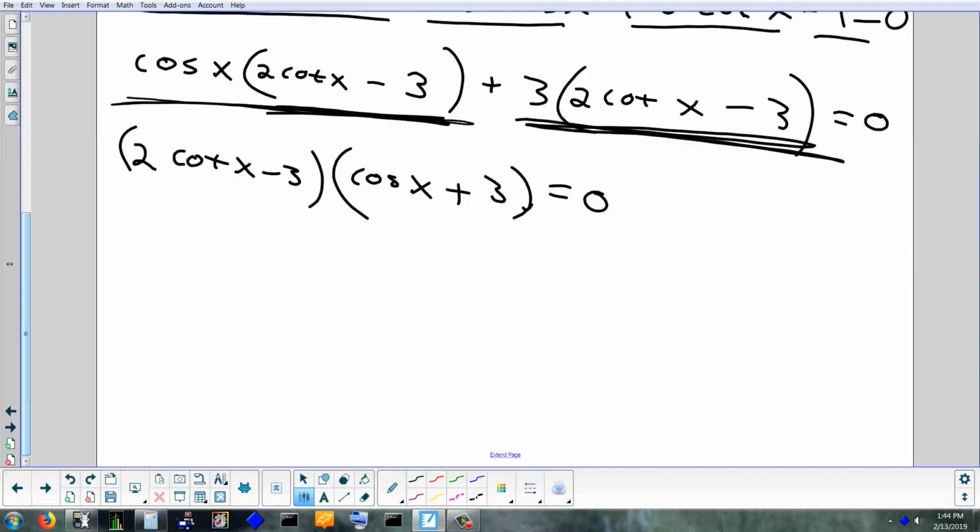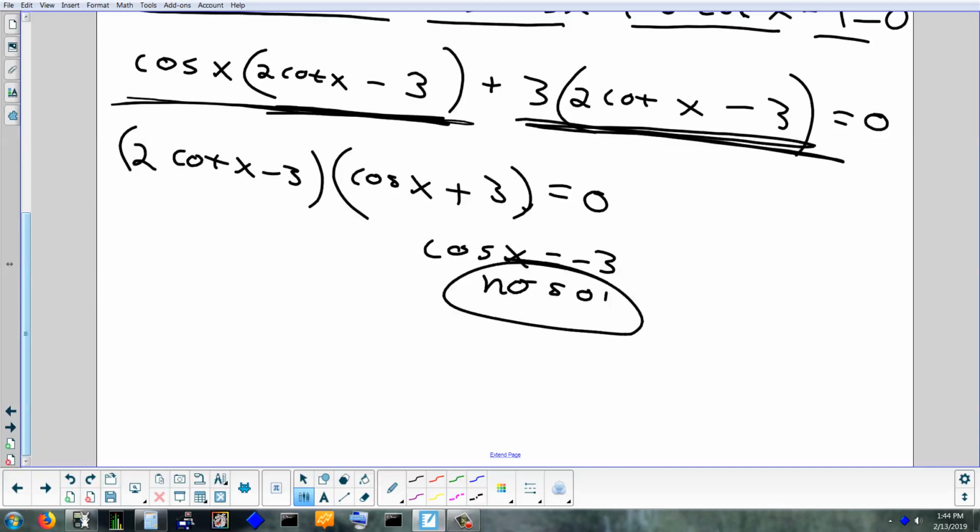Let's start with the one on the right. What would cosine x equal? Negative 3. What's the inverse cosine of negative 3? No, can't do that. You can only take the inverse cosine if it's between 1 and negative 1. If you try it, you're going to get an error. So this whole part doesn't matter. There's no solution from that. Let's look at this one.